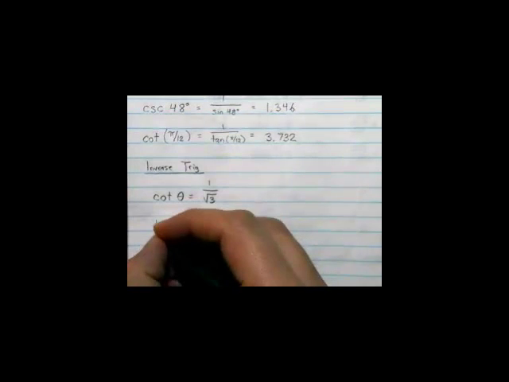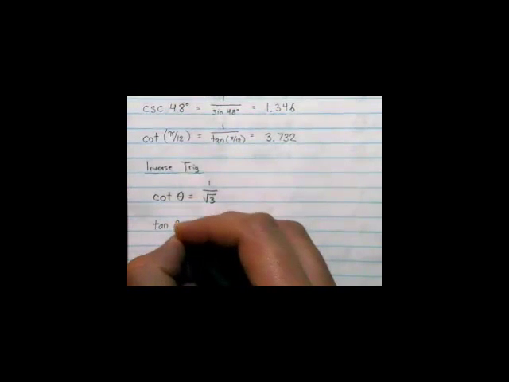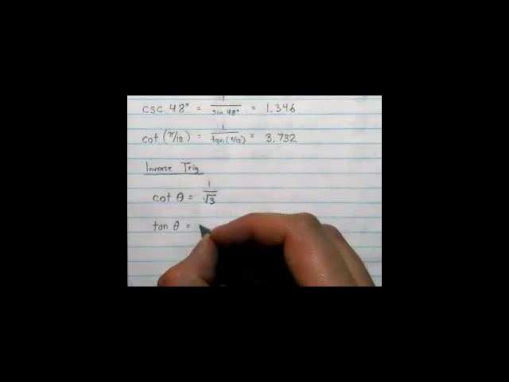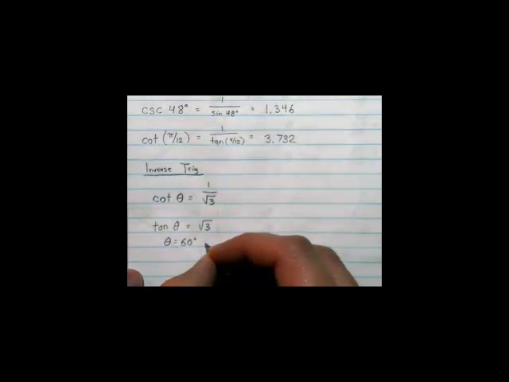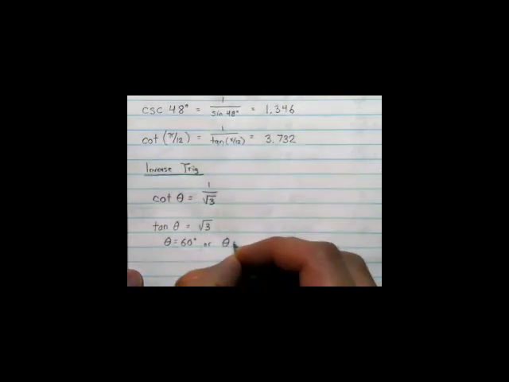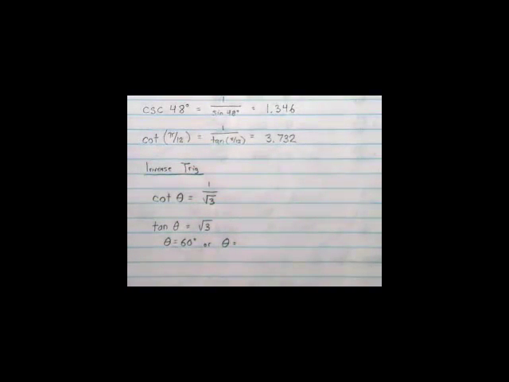Okay. So if the cotangent of theta equals 1 over root 3, what's the tangent then? Just square root 3, right? Okay. And so this is the one where we kind of need to know what it is. So what angle was the one that when we took the tangent of it, we got the square root of 3? 60, right? So our theta is 60 degrees. Or if I wanted it in radians, what would it be? Pi over 3.